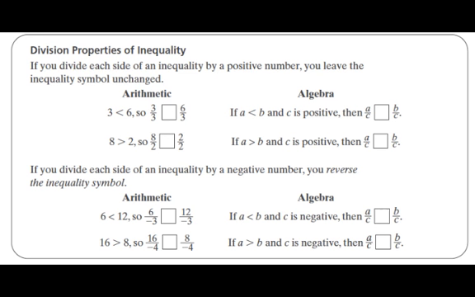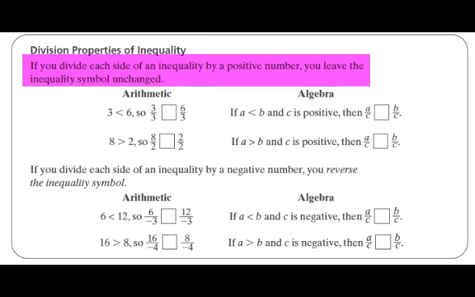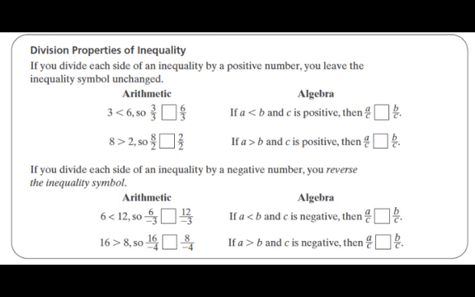When we added and subtracted inequalities, we really didn't change the inequality in any way. It just stayed the same, just like it would in an equal sign. But if you divide each side of an inequality by a positive number, you leave the inequality symbol unchanged. So 3 is less than 6. That means that 3 divided by 3 is less than 6 divided by 3. 8 is greater than 2. 8 over 2 is greater than 2 over 2.